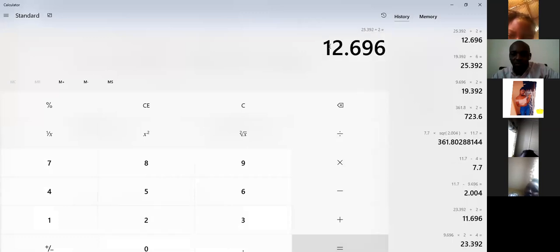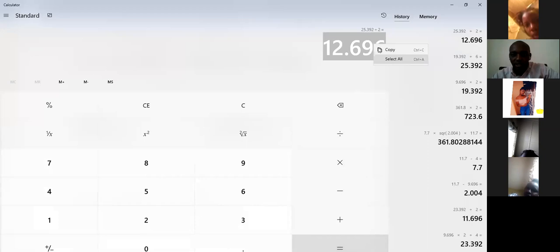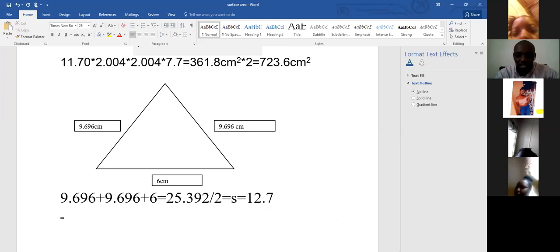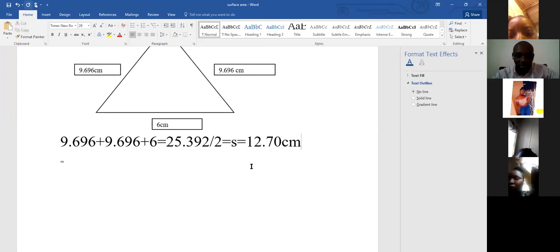I'm left with 12.696. 12.696. Very clear, copy it, and then I bring it here. We have the answer. So four significant figures, 1, 2, 3, 4, the 6 can be rounded off. So actually this one is 12.70 centimeters. Okay, that is the S.